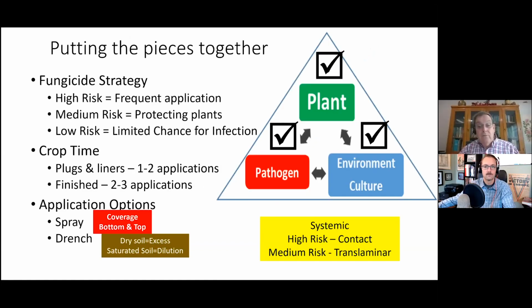That's why we're advocating using the systemic drench along with contact sprays or translaminar sprays. Remember always that with dry soil, you can run into phytotoxicity symptoms, and with a saturated soil, you may say, well, it doesn't work. Well, it's because you've diluted the active ingredient within that pot.